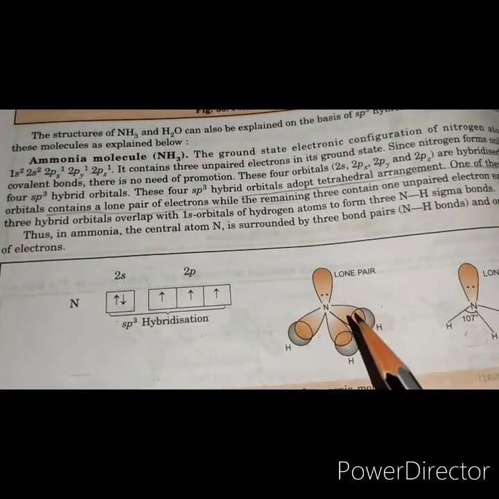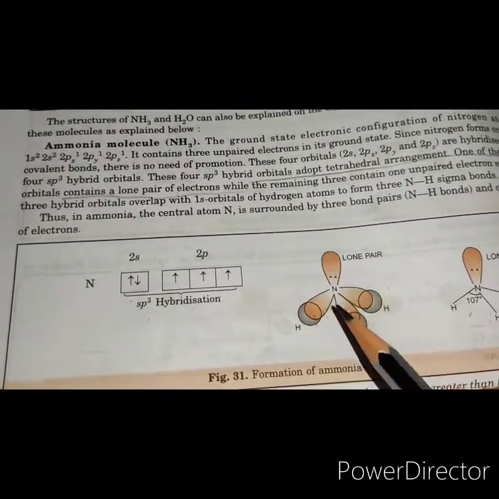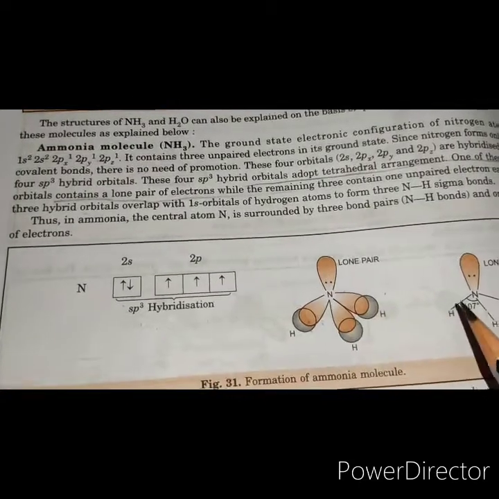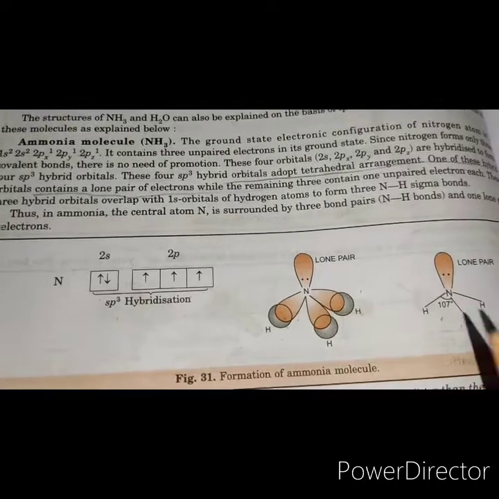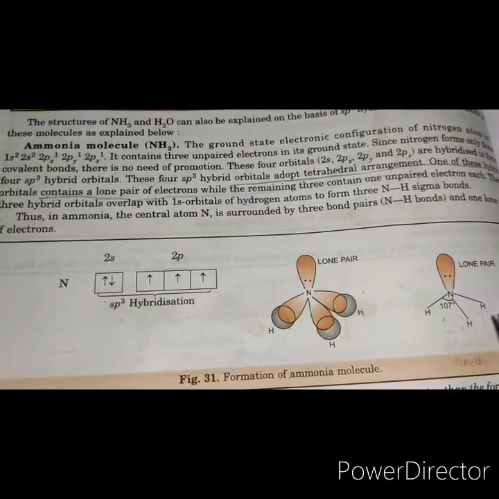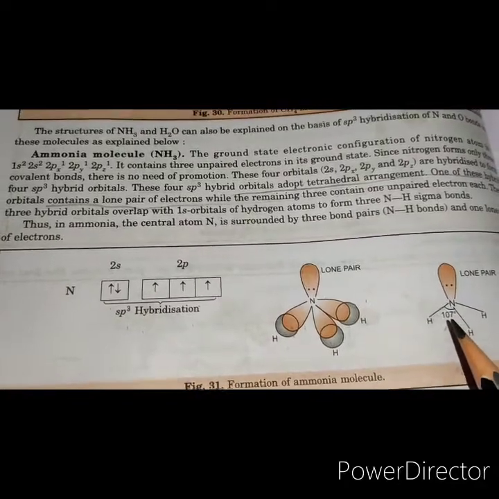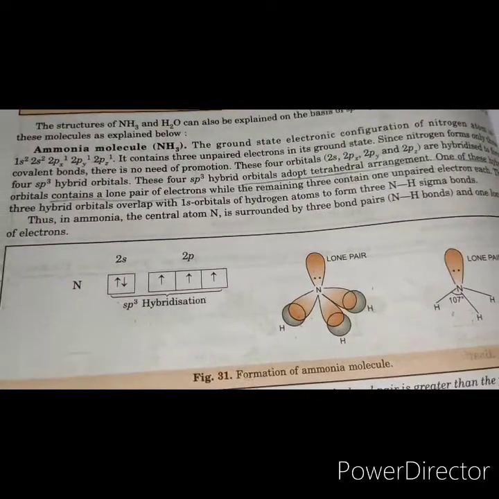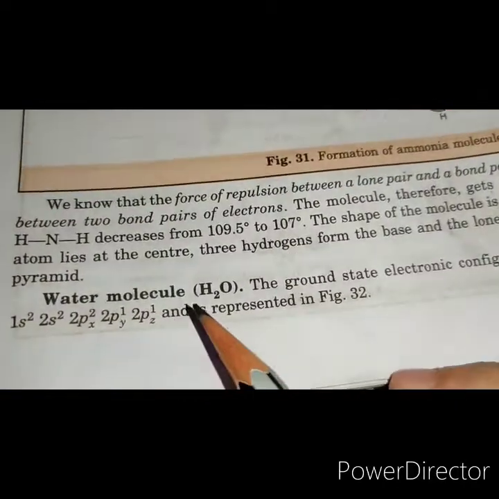Now this is a tetrahedral arrangement, and the presence of the lone pair decreases the angle from 109.5 to 107 degrees. We call this shape a pyramidal shape. This is because the lone pair-bond pair repulsions are greater than the bond pair-bond pair repulsions, so the angle decreases to 107 degrees. Now we study the formation of the water molecule.